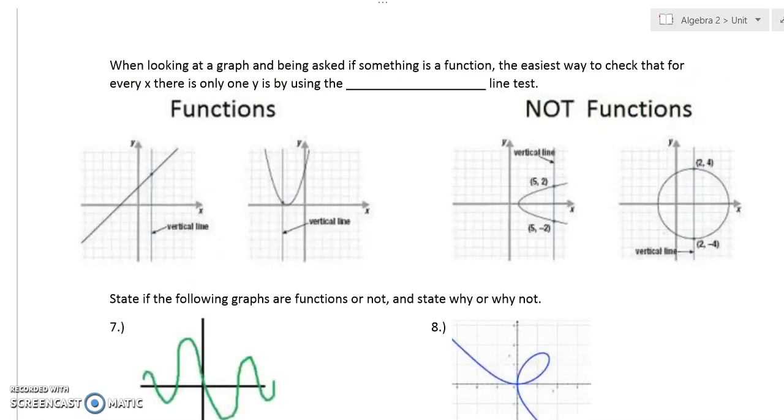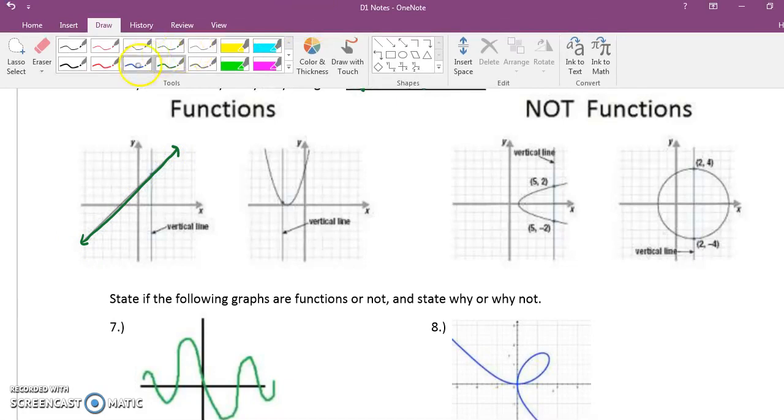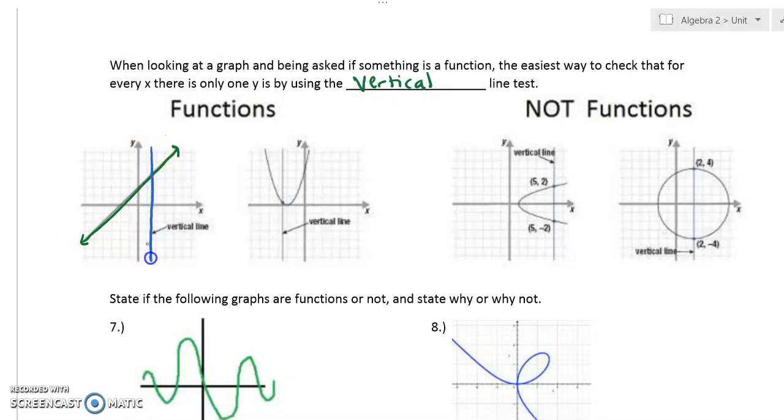All right, so when looking at a graph and being asked if something is a function, the easiest way to check that for every x there's only one y is by using the vertical line test. So the vertical line test pretty much, let's say that this right here is the function. The vertical line test says that if I run one vertical line, then the vertical line should touch the graph only in one spot. And as long as that continues for all the vertical lines, then it is a function.